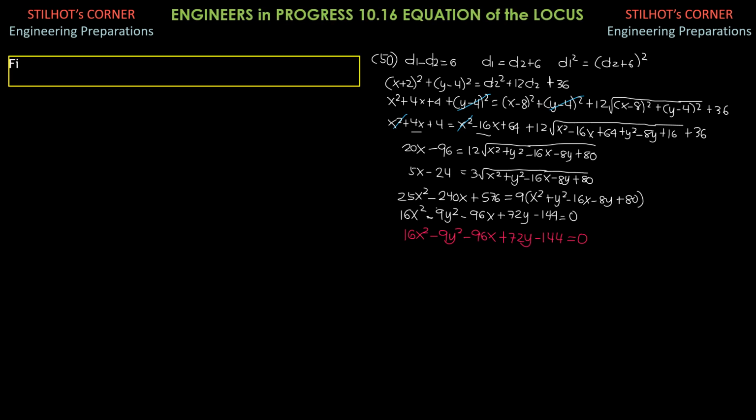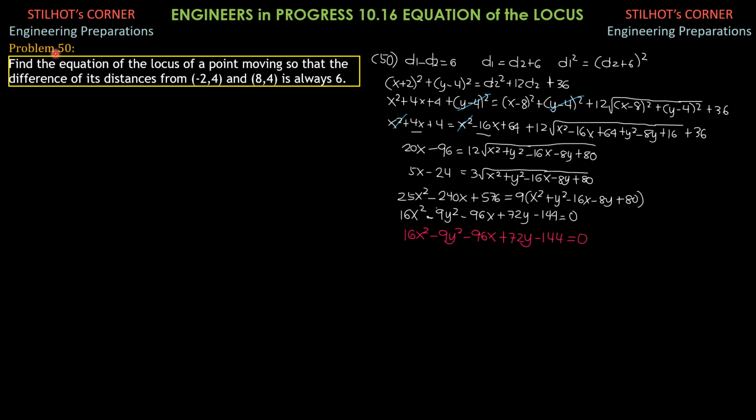So let's proceed with problem 50. Find the equation of the locus of a point moving so that the difference of its distances from the points negative 2, 4 and 8, 4 is always 6. For those who are already through with analytic geometry, those who are reviewing, you must know that the locus of this moving point is a hyperbola. But anyway, this is problem 50.